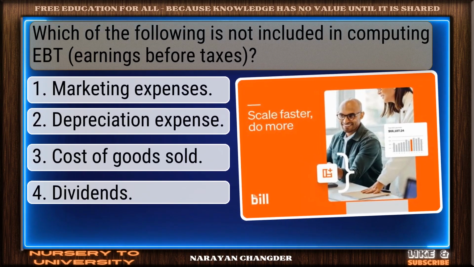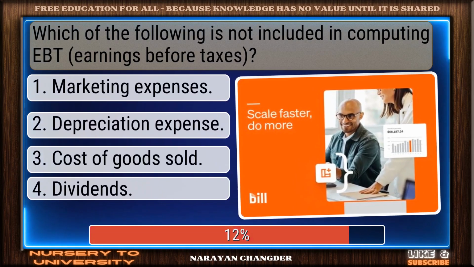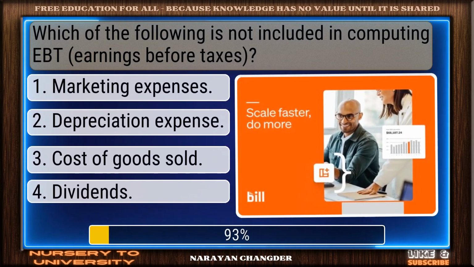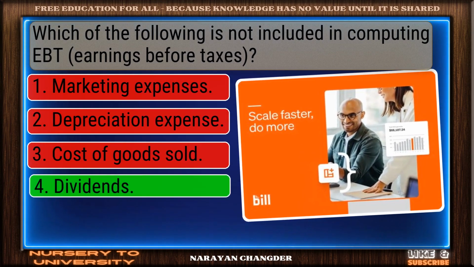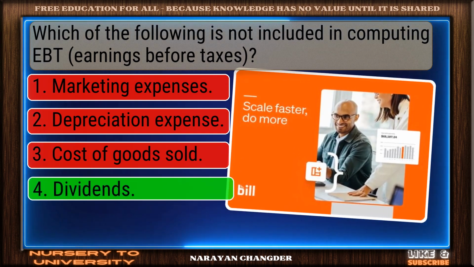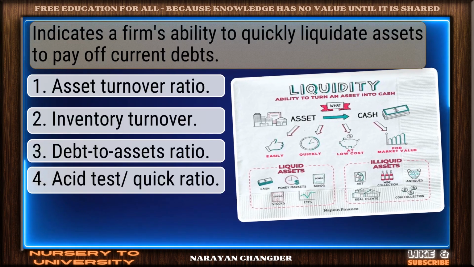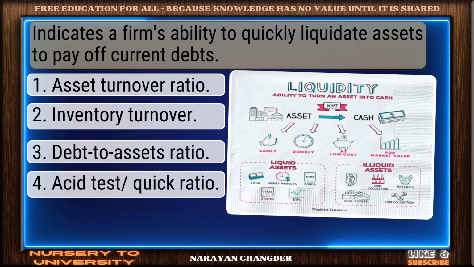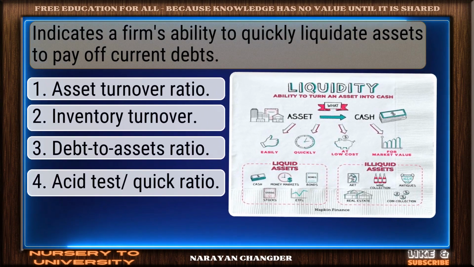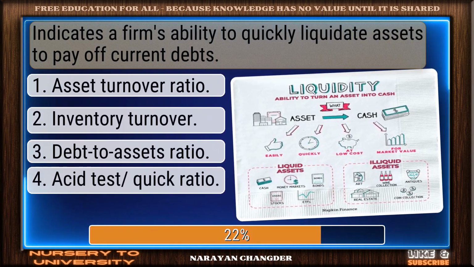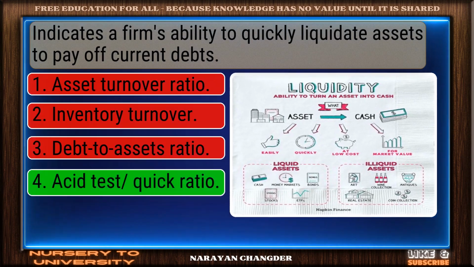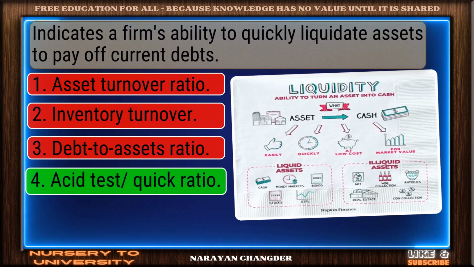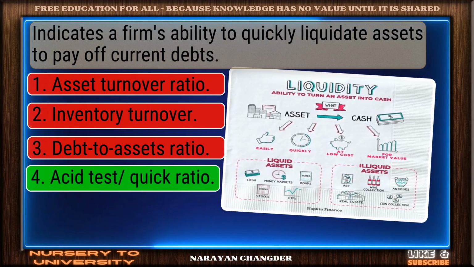Which of the following is not included in computing it? You got it. Your choice dividends is right. Indicates a firm's ability to quickly liquidate assets to pay off current debts. Right choice, acid test quick ratio is the best answer.